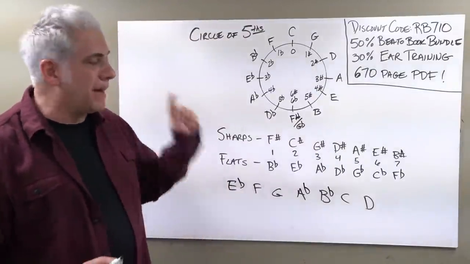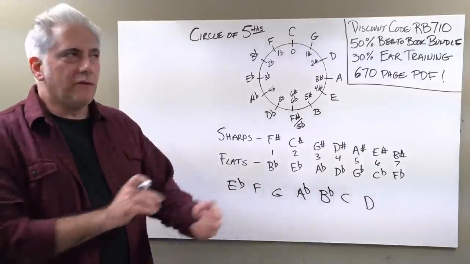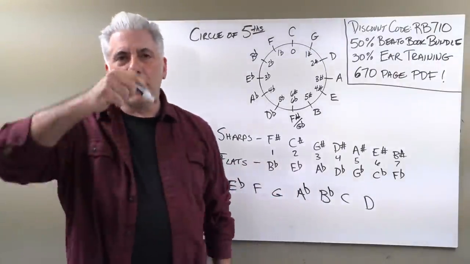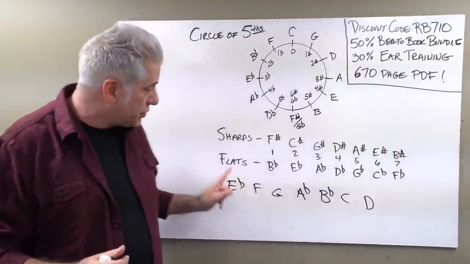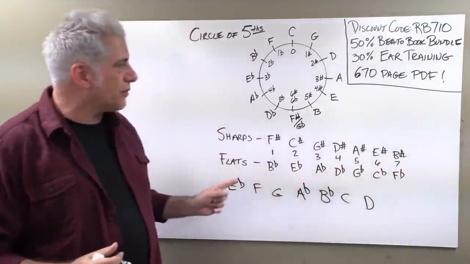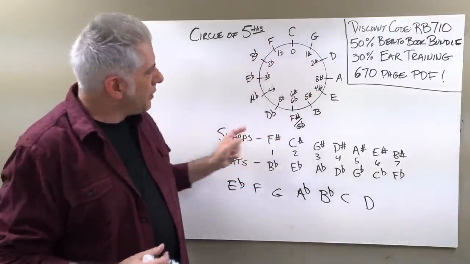You simply memorize it and then write out the letter names and then plug in the number of sharps or flats because you've memorized this. So there's 3 things you have to memorize. You memorize the circle of fifths.